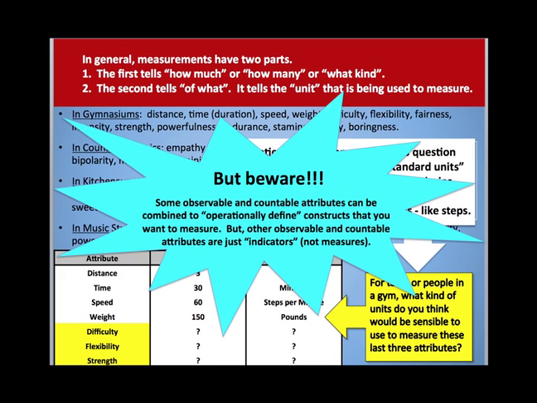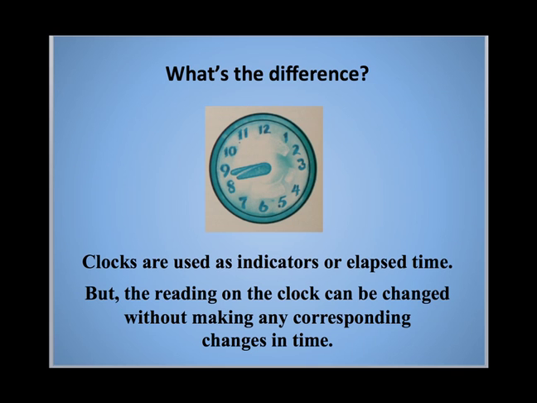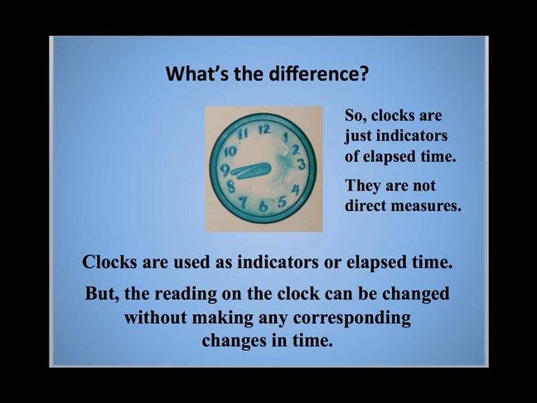But beware. Some observable and countable attributes can be combined to operationally define constructs that you want to measure. But other observable and countable attributes are just indicators, not measures. What's the difference? Clocks are used as indicators of elapsed time. But the reading on a clock can be changed without making any corresponding changes in time. So, clocks are just indicators of elapsed time. They are not direct measures.